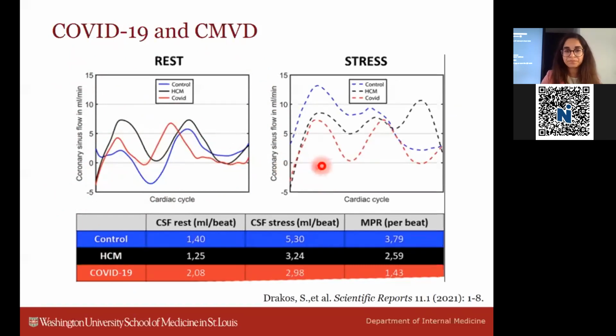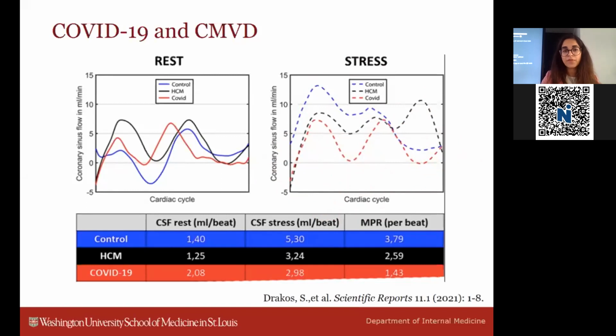Not good. Conversely, we saw at stress, which is when you want your flow to be highest, which is when you want your reserve to kick in, COVID patients did the worst and controls did the best. This small study shows that at least in some part, CMVD can be implicated in COVID and post-COVID patients.